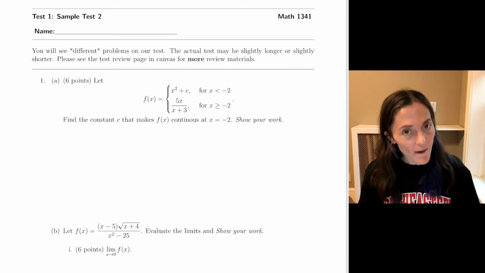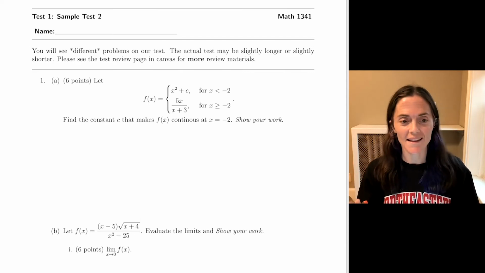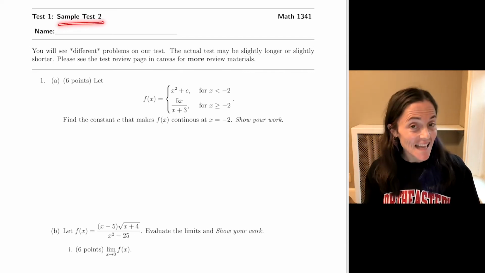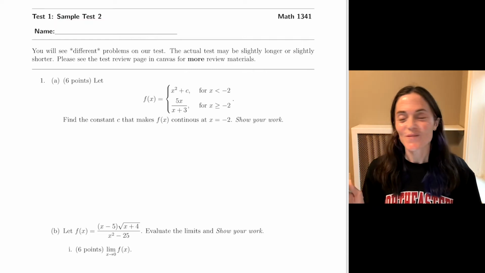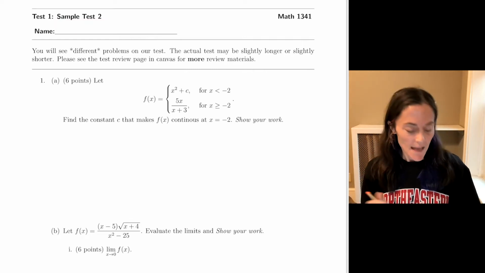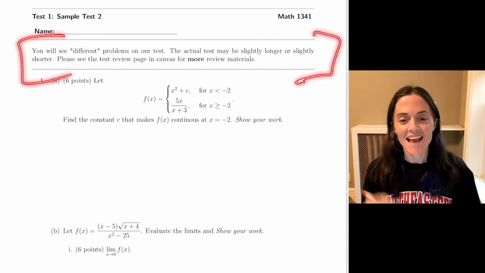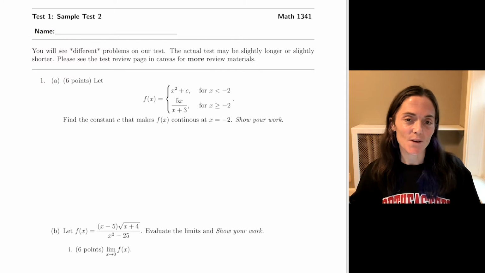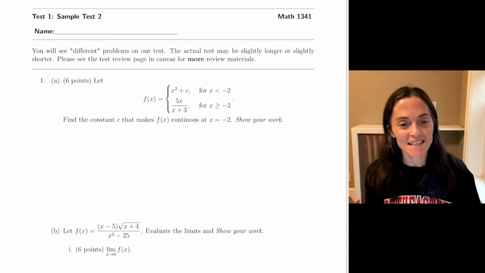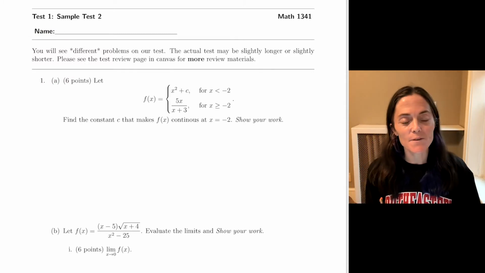This is the second part of our review for test 1. And what I'm going to do is just work a second sample test, so it's good practice for us. My caution, just like in the last one, you'll see different problems on our tests. And please see Canvas for the full collection of review materials. But we get started with the first question.